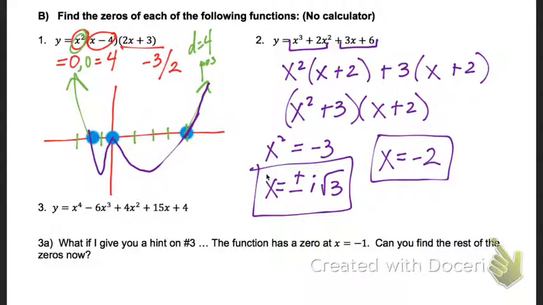Okay, I want you to try number 3 from start to finish. It's like part A, B, and C. So try the whole thing.